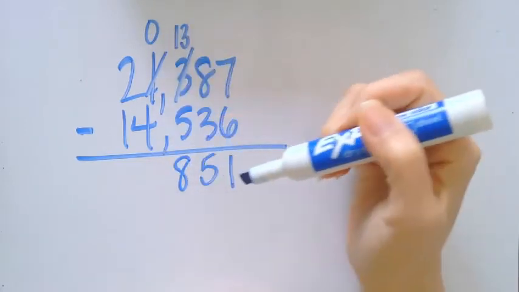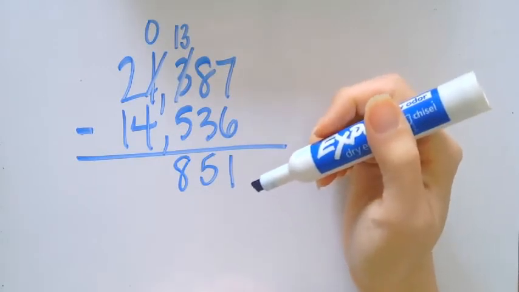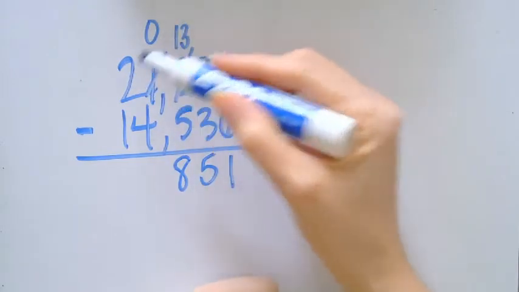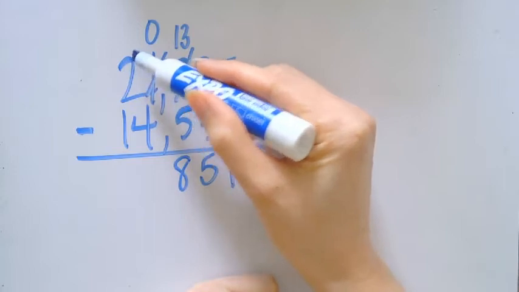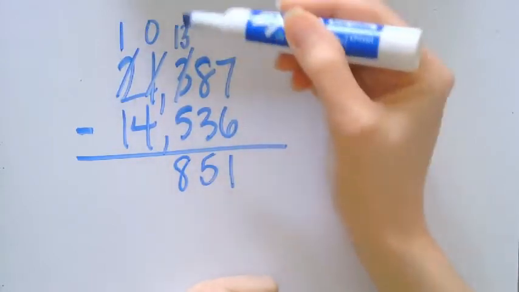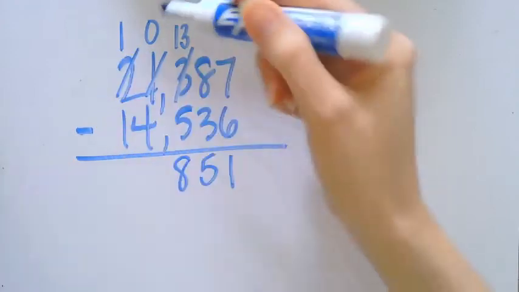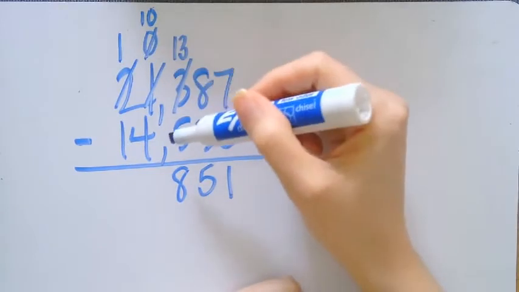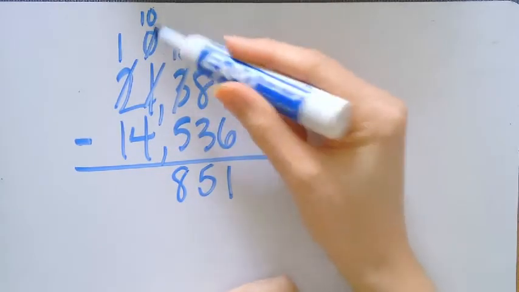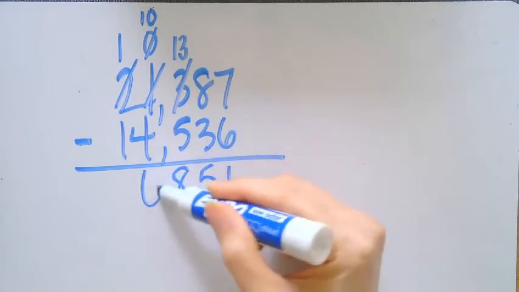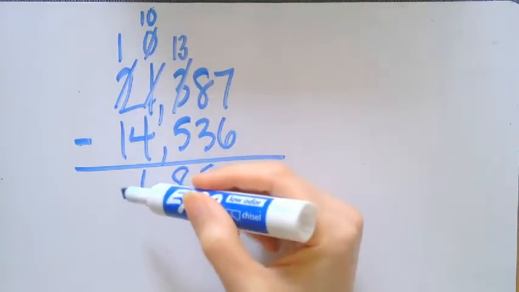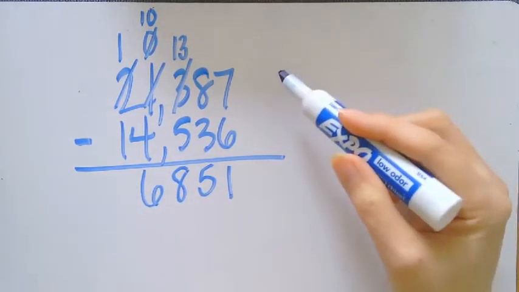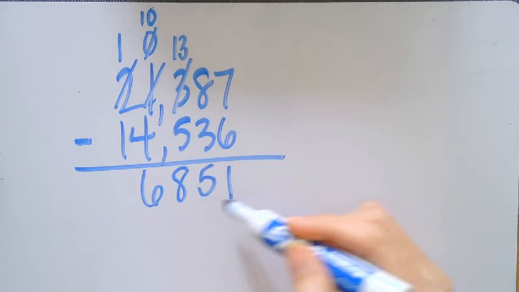0 minus 4. Can I do that? No. 4 is greater than 0. I can't take 4 away from 0, so what do I do? I go next door and borrow some more. This 2 becomes a 1. Taking one group of 10, that 0 becomes a 10. Now, can I take 4 away from 10? Yes. 10 minus 4 is 6. 1 minus 1 is 0, but I'm not going to write that down. After every 3 numbers, I'm going to put my comma in there.